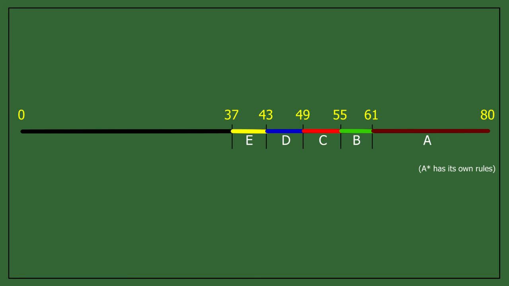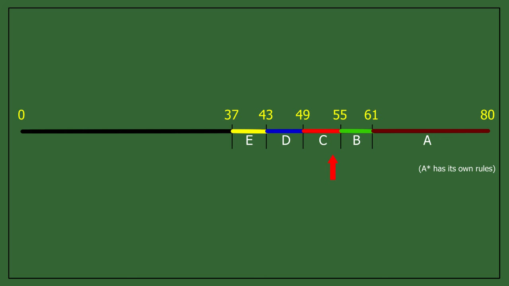Now take a look at the mark necessary for a grade A. As you'll see, it's 61 out of 80 marks. Get 61 on the adjusted scale and your grade A is assured, at least on this paper. Now look at the marks necessary for a grade C, 49 to 54. Let's suppose your score is at the top end of the C range, say 53 or 54.